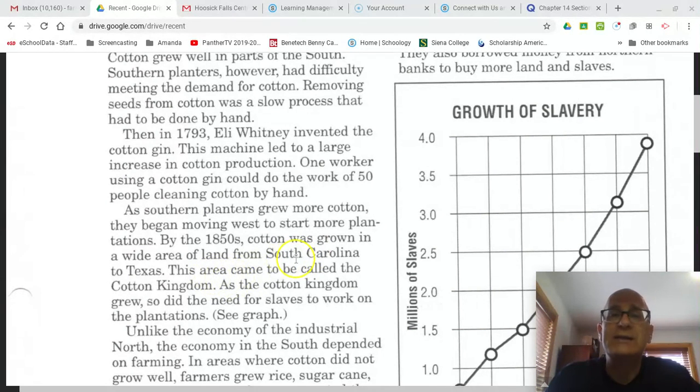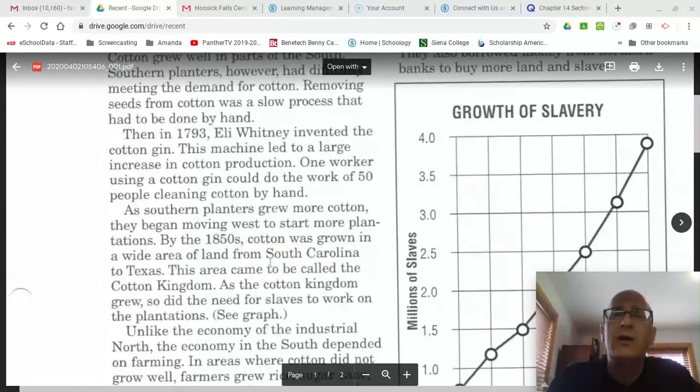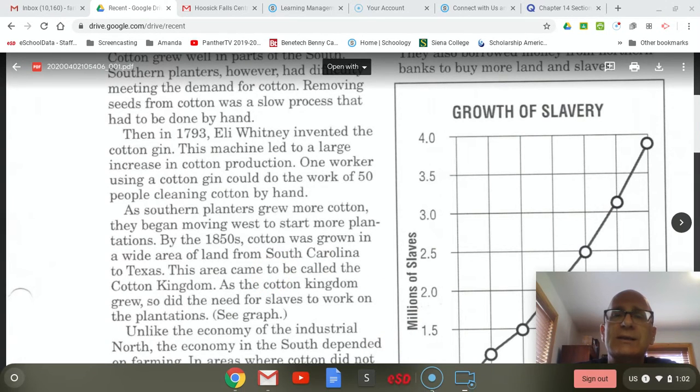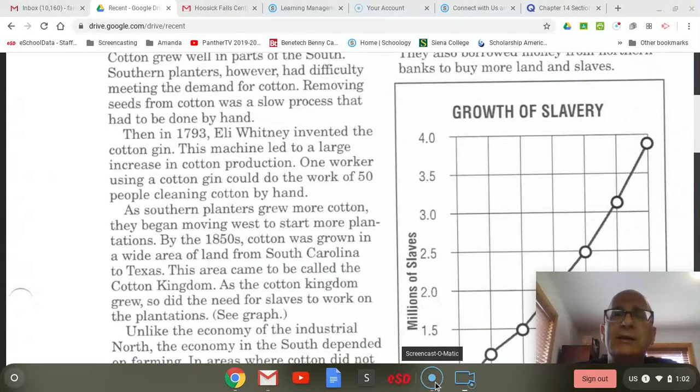By the 1850s, cotton was grown in a wide area of land from South Carolina to Texas. This area came to be called the Cotton Kingdom. As the Cotton Kingdom grew, so did the need for slaves to work on the plantations. And there's a great graph to the right here that we'll look at in a moment that will show us exactly what the expansion of slavery is going to do as slaves move west and property owners move west as well.